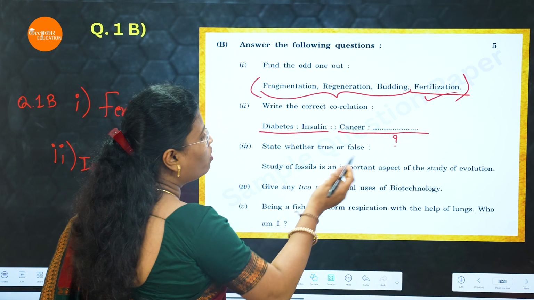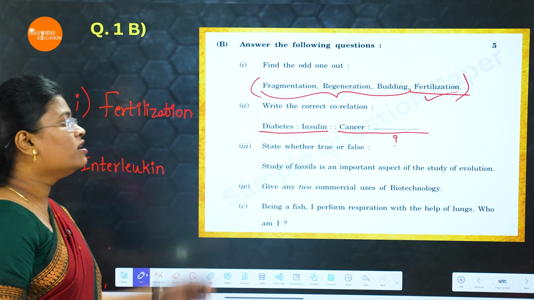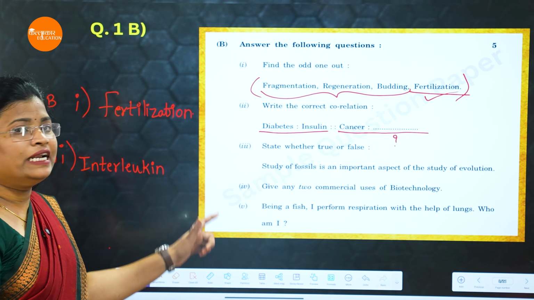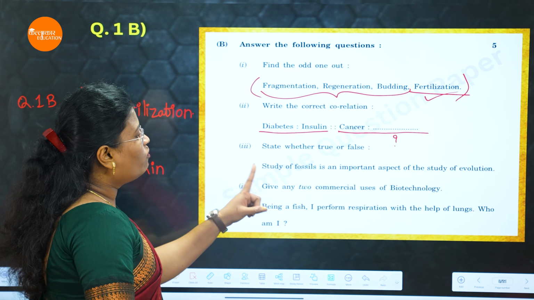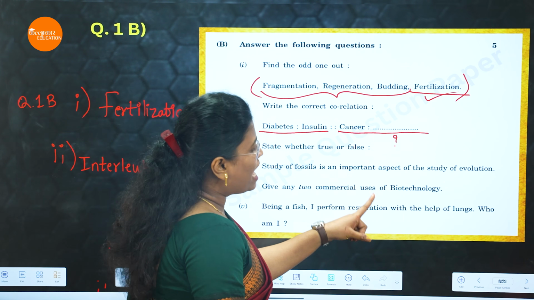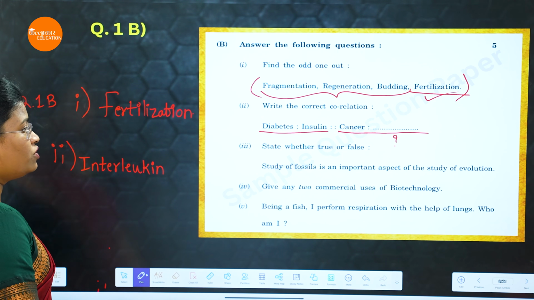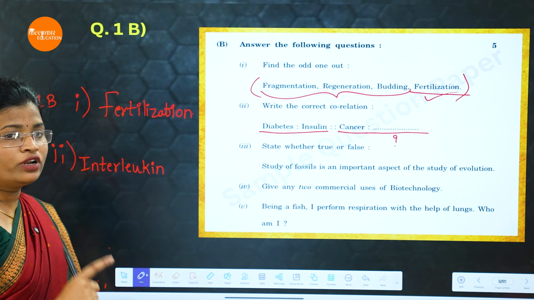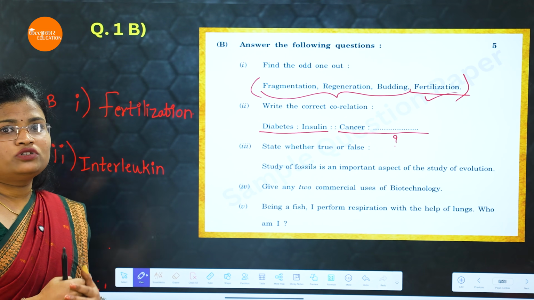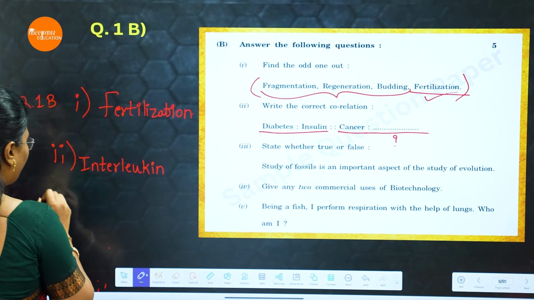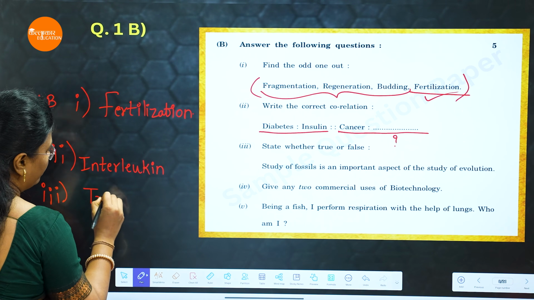State whether true or false. You have to identify whether the given sentence is true or false. Study of fossils is an important aspect of the study of evolution. Yes, the statement is true, because fossils are an important aspect which helps to study evolution. So the answer will be 3 and you have to write directly true.